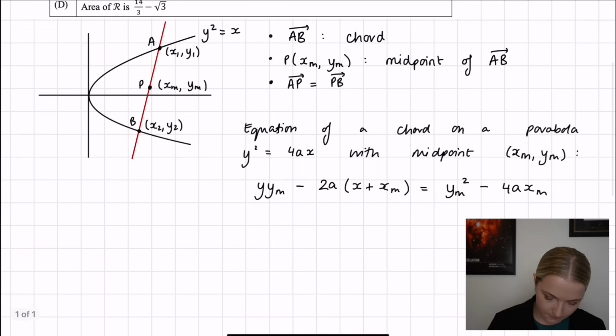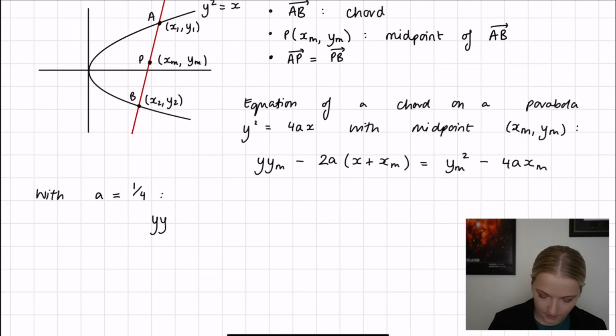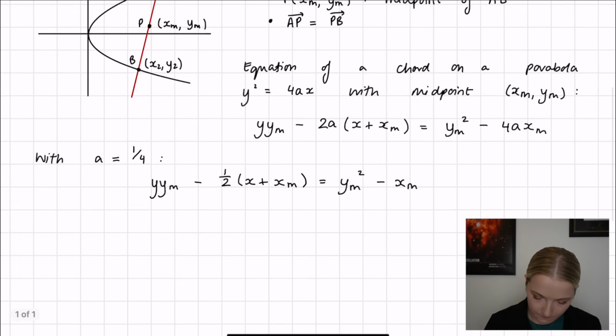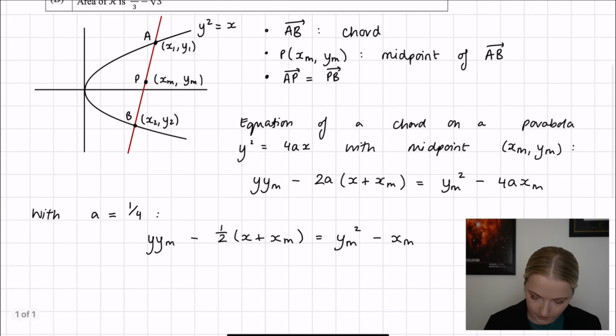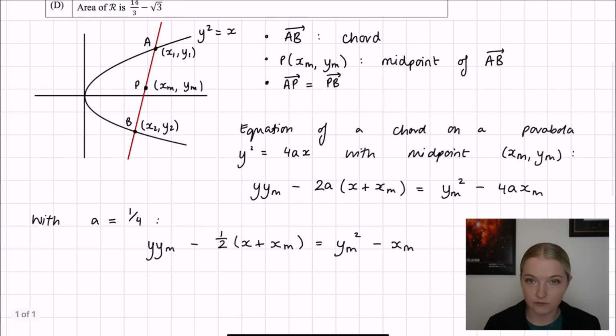So with a equals a quarter, this becomes, well, we have y multiplied by ym minus, so this would be a half, x plus xm equals ym squared minus xm. Okay. Now we can deduce this further, and what we can do is we can get an equation for x.